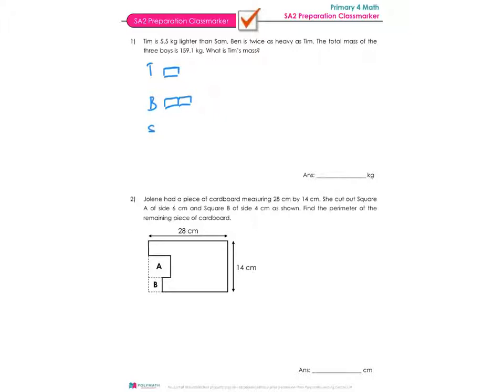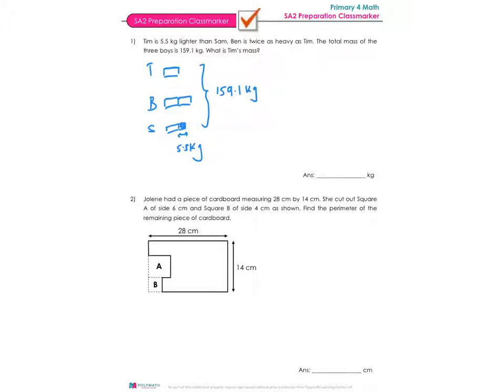Alright, Sam, I will estimate that Sam is lighter than Ben, because 5.5 kg is unlikely to be more than a unit. So I will draw it 1 unit plus 5.5. So this portion will be 5.5. Do not be confused that this 5.5 kg is actually 1 unit. No, it's not 1 unit. It's just an amount.